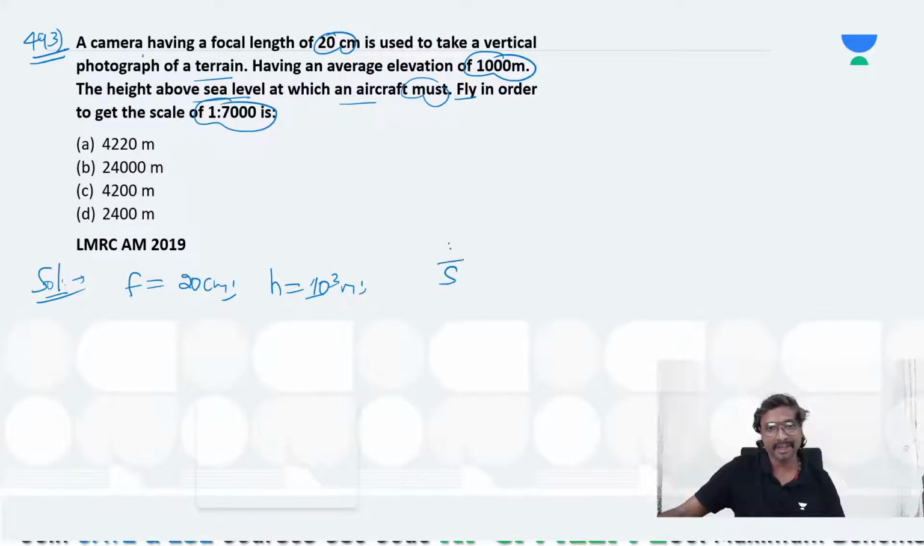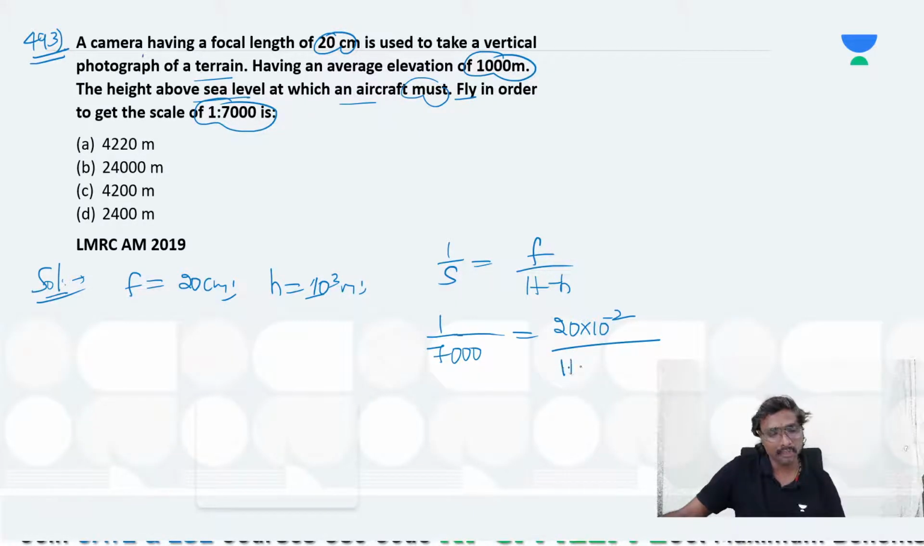That is scale 1:s is equal to small f by capital H minus small h. Now to get this scale of 1:7000, at which height does it have to fly, right? So your focal length is 20 centimeters, into 10 power minus 2 meters, divided by capital H, the height of flying with respect to mean sea level, which we do not know, and small h is 1000, right? Then capital H comes to be 2400 meters you will be getting, right? So what is the 2400? Option D will be the correct answer, right?